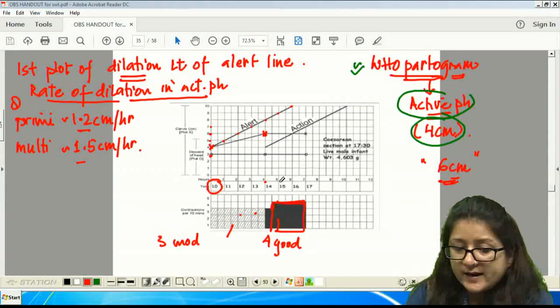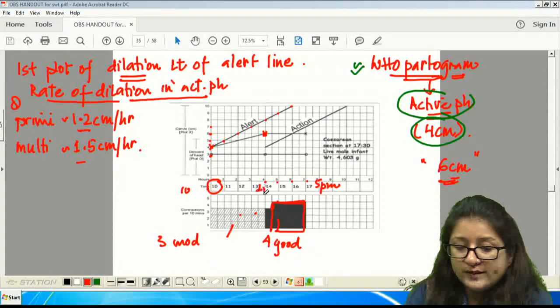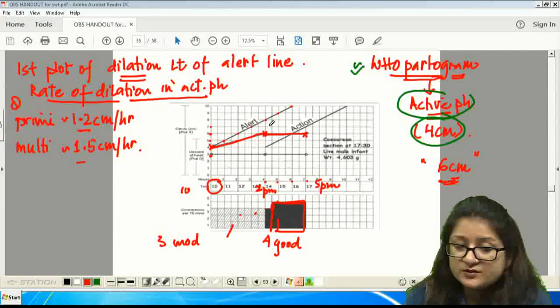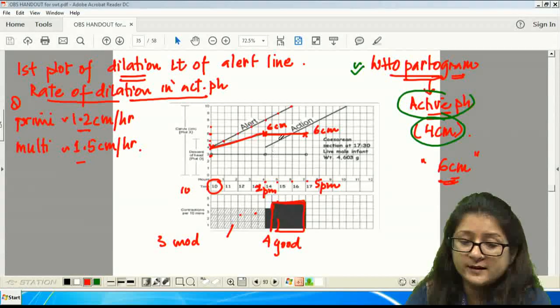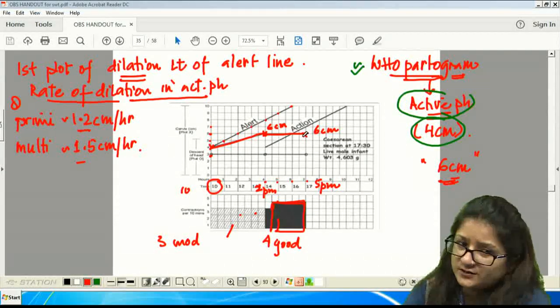4 hours. Again, she is assessed after 3 more hours, at 5 p.m. When she is reassessed at 5 p.m., she is still at 6 centimeters only, isn't it? So what has happened in this partogram? This is called as arrest of dilatation, all right.